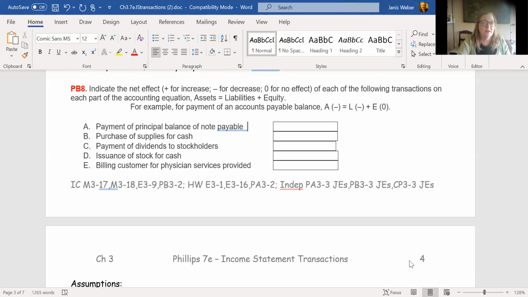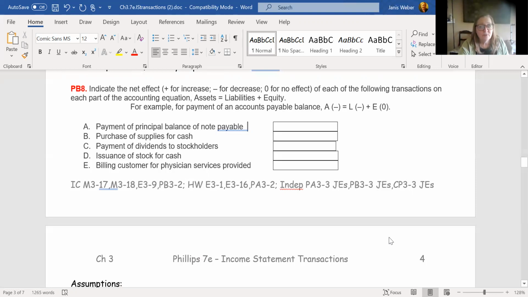The next exercise is PB8. This one's asking us to show the effect on the accounting equation with a subtraction or a plus for asset, and the same for liability, plus or minus, and for equity, plus or minus. If there's no effect from this transaction, you just put 0.